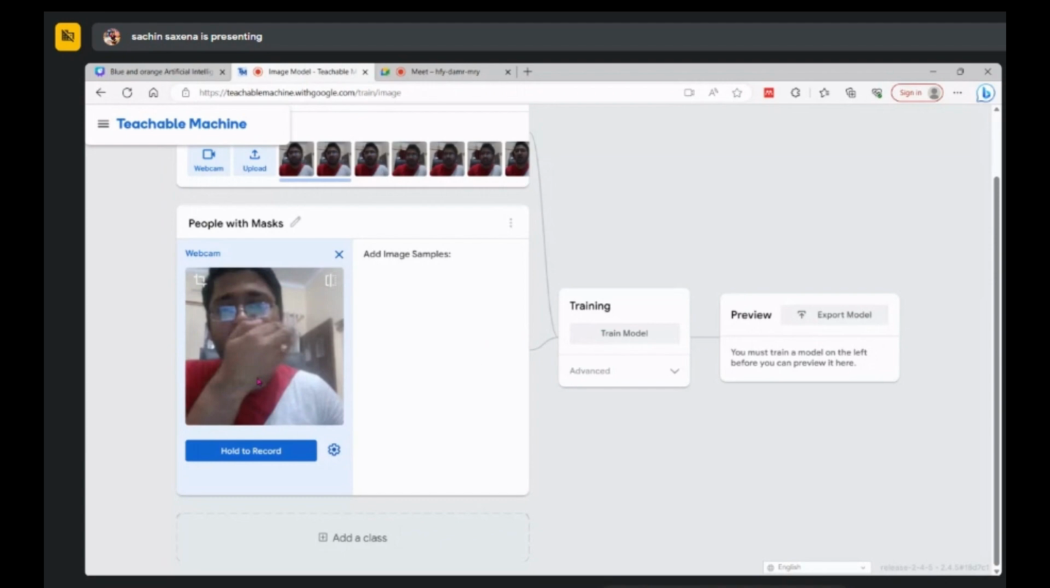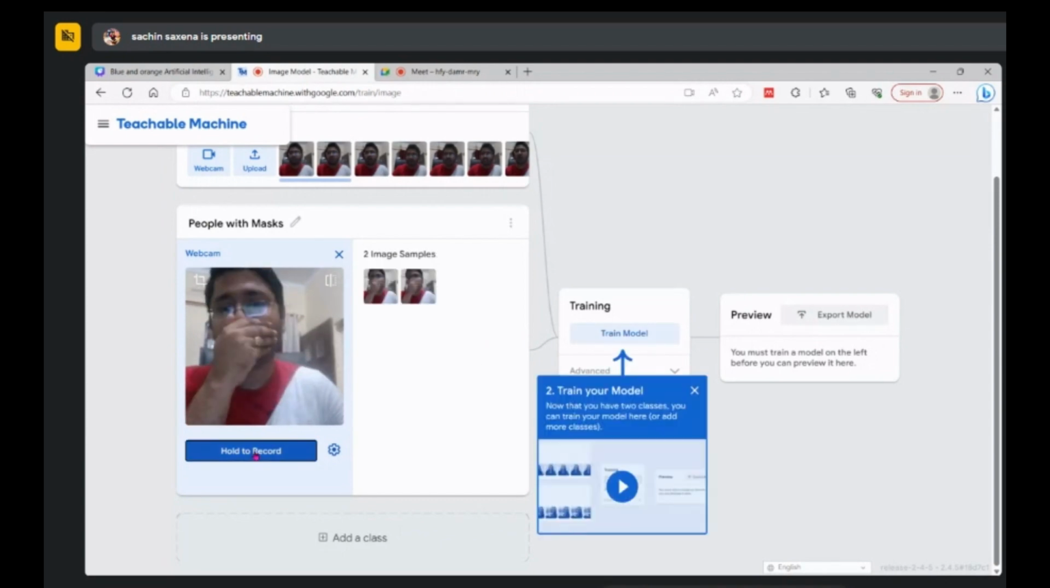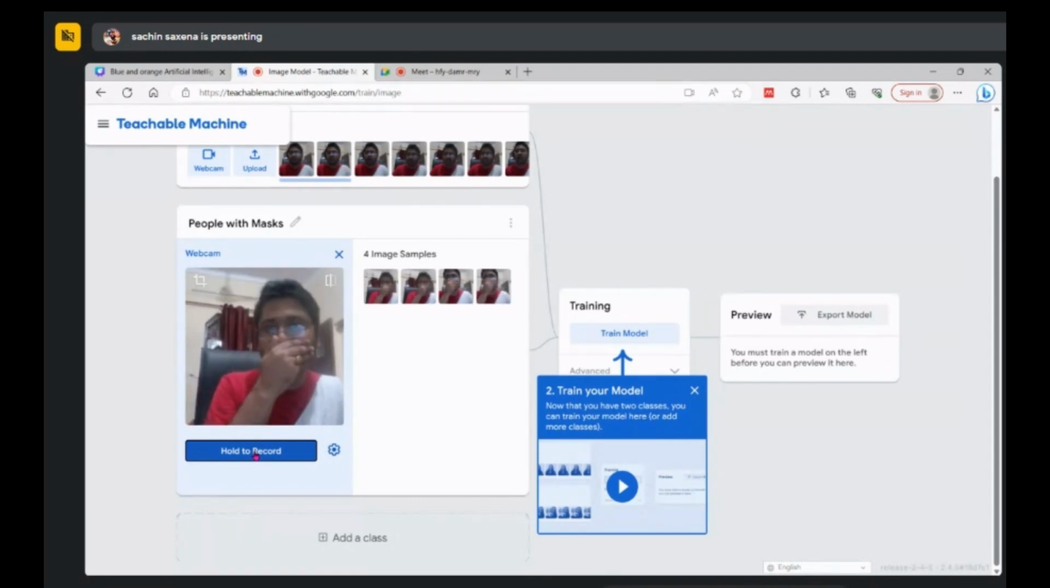So I'm going to create another data set for the images wearing a mask. I don't have a mask, right? But for this hand, I'm assuming this is a mask. So I'm going to create this mask. All right. Can you see?